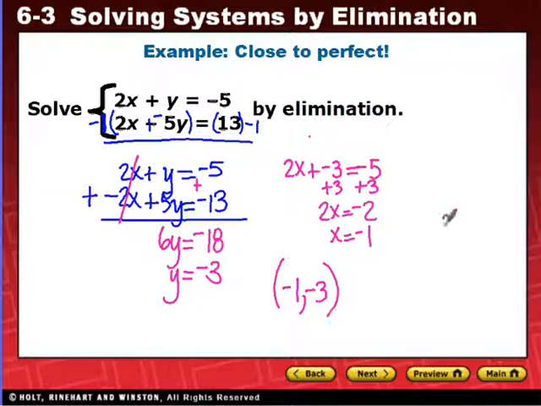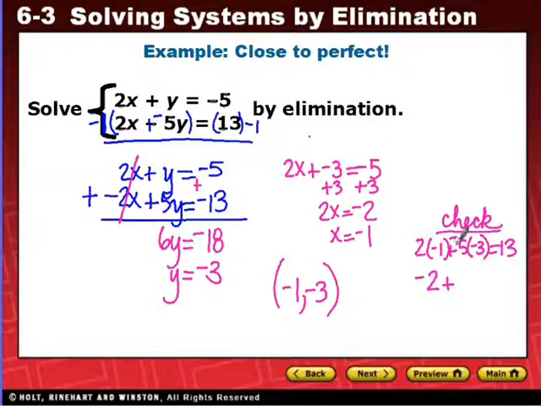Check it in the other equation that we didn't already use. 2 times negative 1 plus negative 5 times negative 3 is supposed to equal 13. And 2 times negative 1 is negative 2. Plus negative 5 times negative 3 is 15. And that does make 13. So I know my answer is correct.